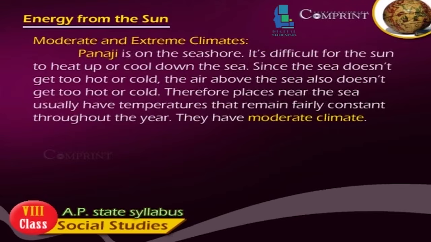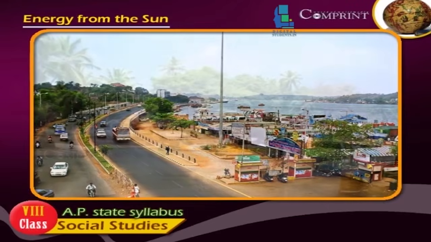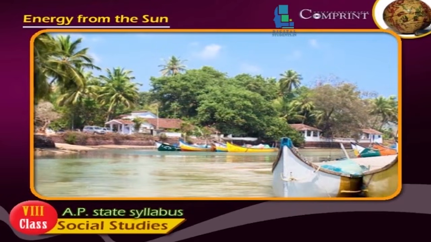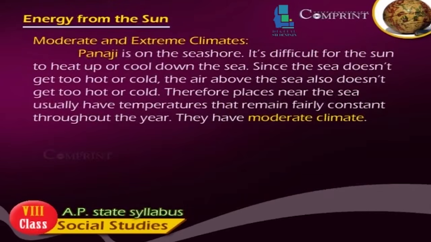Moderate and extreme climates. Panaji is on the seashore. It's difficult for the sun to heat up or cool down the sea. Since the sea doesn't get too hot or cold, the air above the sea also doesn't get too hot or cold. Therefore, places near the sea usually have temperatures that remain fairly constant throughout the year. They have a moderate climate.